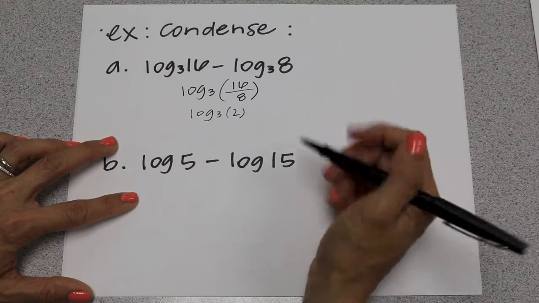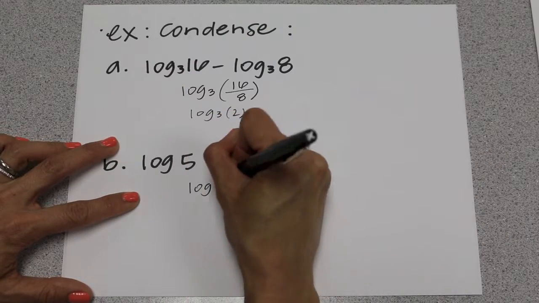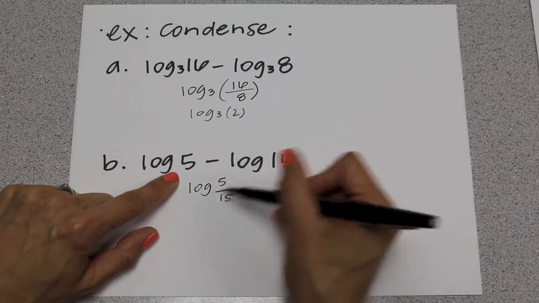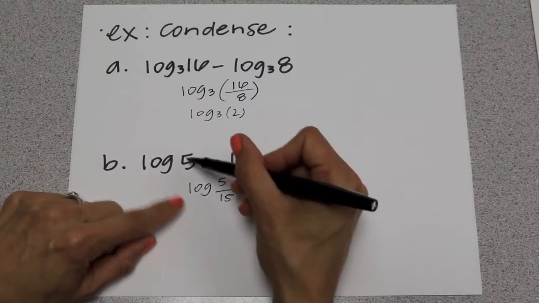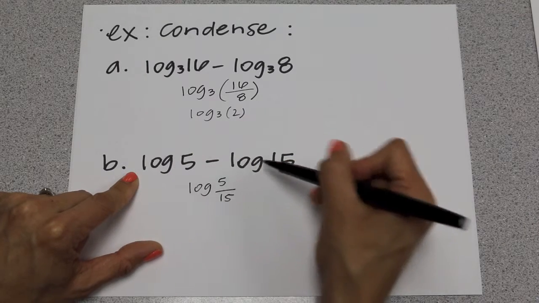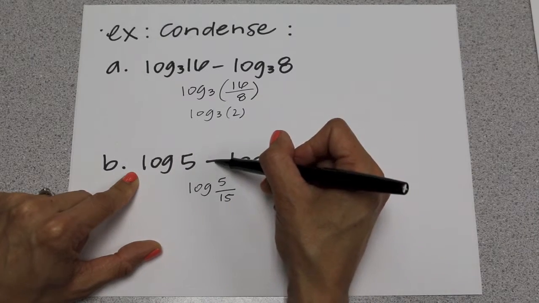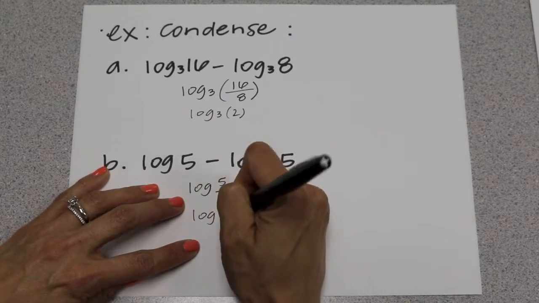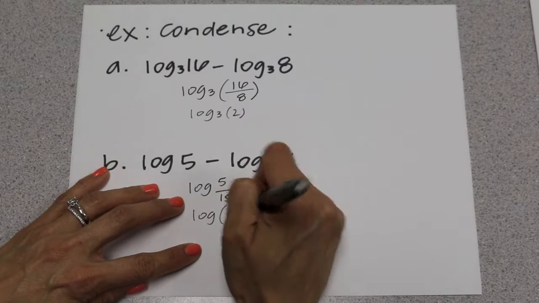Okay, right here we're going to do the same thing. We're going to go log of 5 over 15. And the base number is 10, so you don't have to write anything. Again, the log with the 5 was positive, so the 5 went to the top. The log with the 15 had a negative in front, so that's why the 15 went to the denominator. And then we're going to simplify to get 1/3.